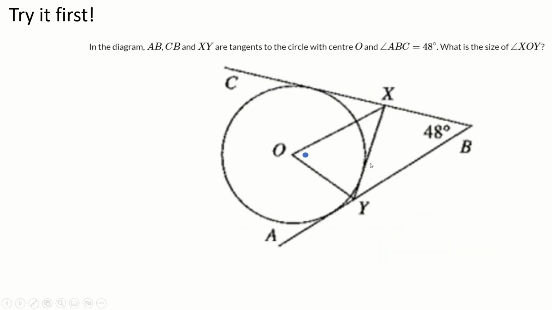This is a great question as well. Do give this a go. We're looking for this angle here. This is a circle with two tangents. And you've got this set up here, you've got an angle of 48 here.